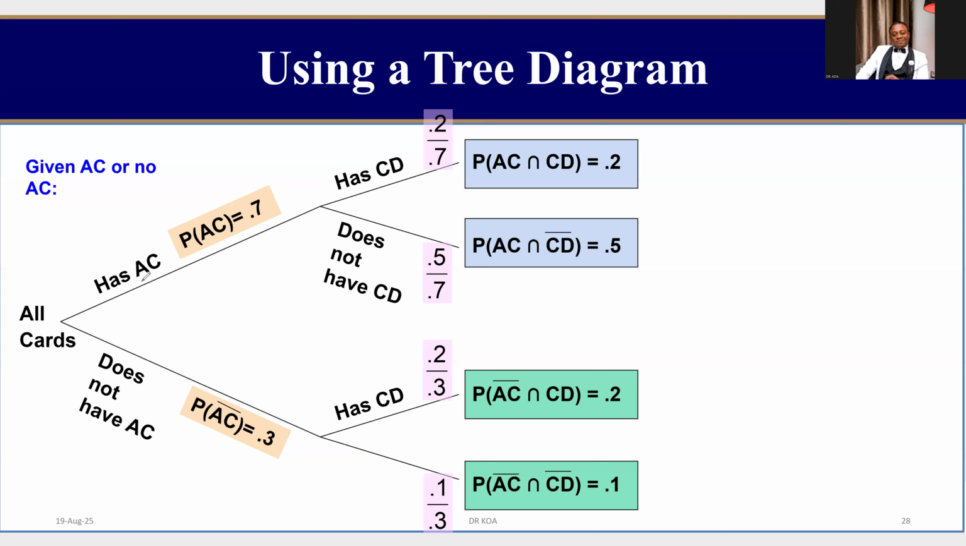Okay, these are all the cards. Those that have an AC is 0.7. If you don't have an AC, it's 0.3. That is the probability of AC complement. So if you have an AC, what is the chance that you have a CD? It is 0.2 over the AC. If you don't have a CD, it's 0.5 over that. And then if you have a CD, but you don't have an AC, it is 0.2 divided by 0.3. That's on the complement side. If you don't have a CD, it's 0.1 over 0.3. And so that will give you all of these possible answers.